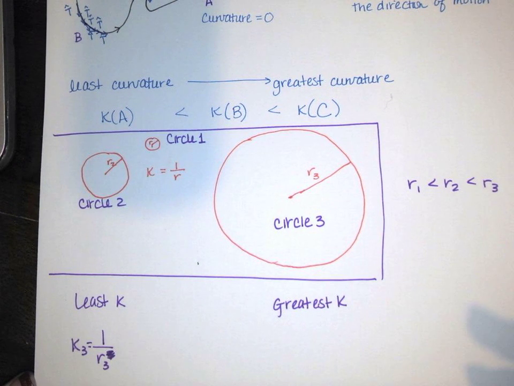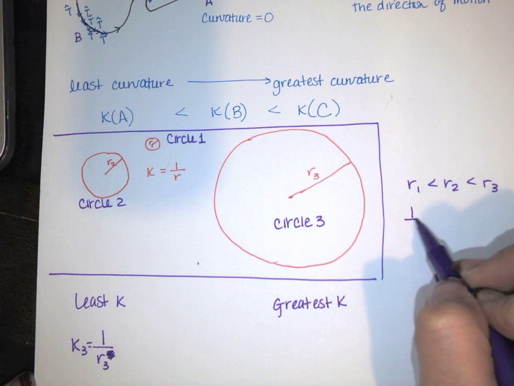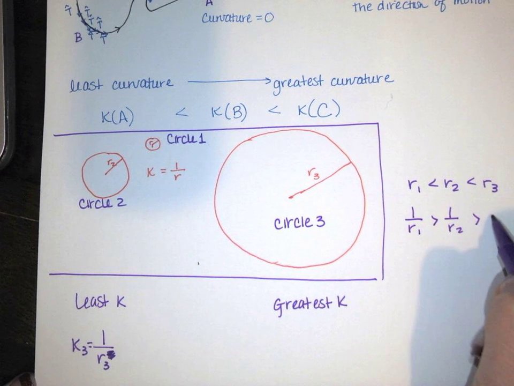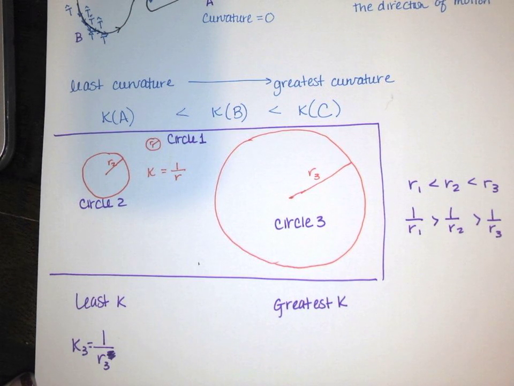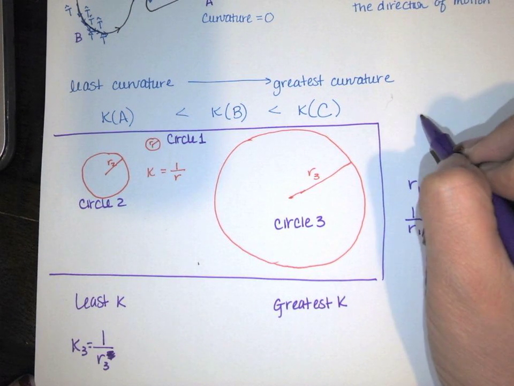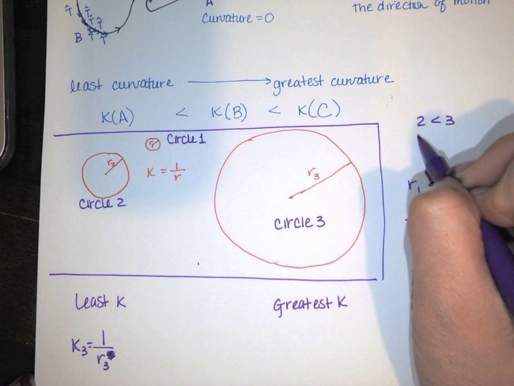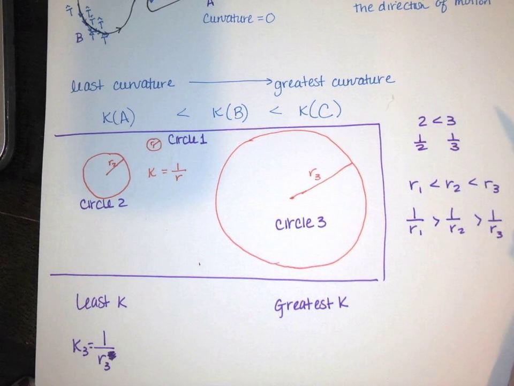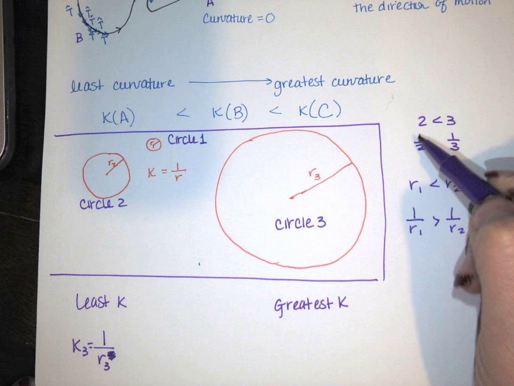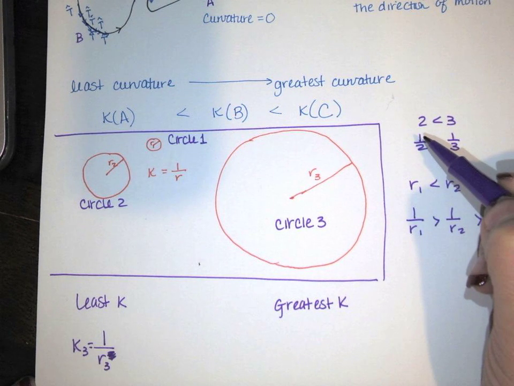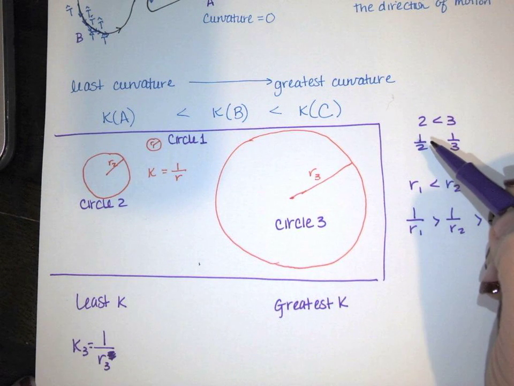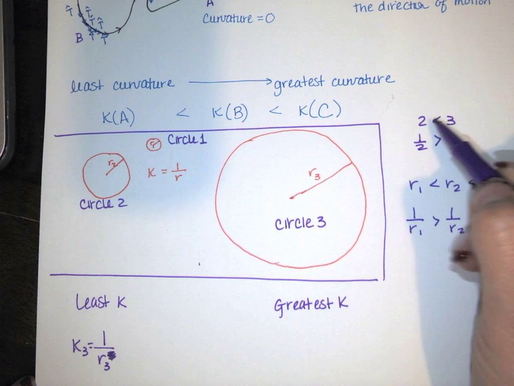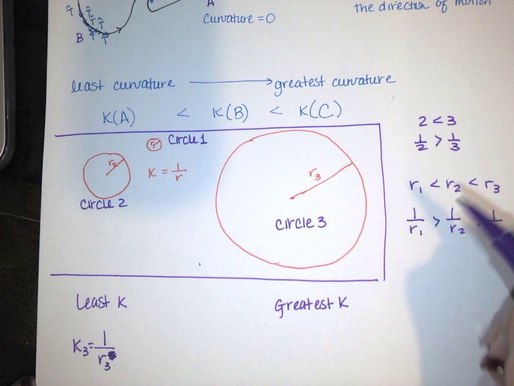Now, if I take reciprocals of that, those inequalities flip. And I think the easiest way to see that is to think about 2 versus 3, and then 1/2 versus 1/3. 2 is smaller than 3. Now if I take 1 and I divide it into 2 pieces, each of those pieces is larger than if I take 1 and divide it into 3 pieces. So whenever we take reciprocals, the inequality flips.